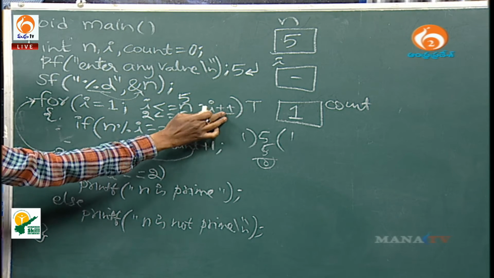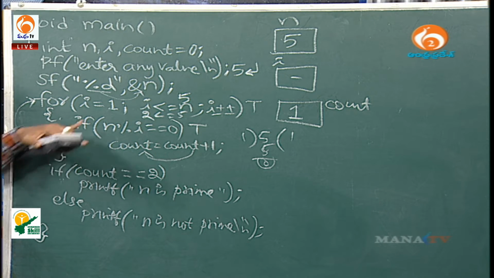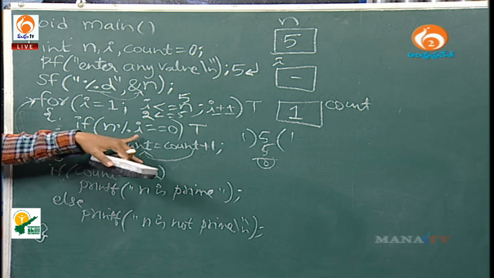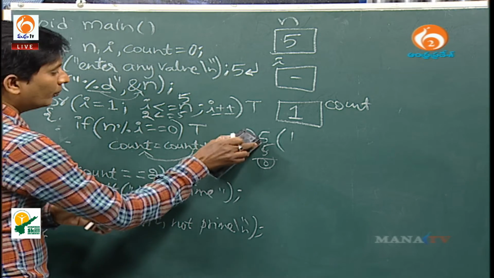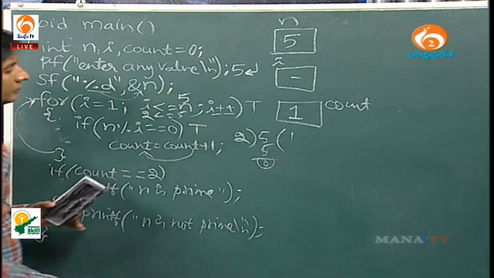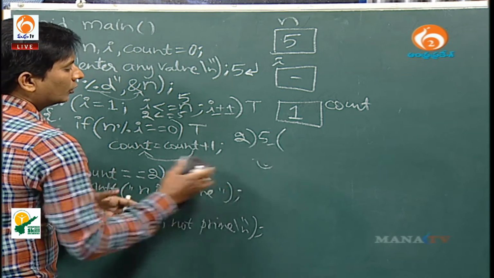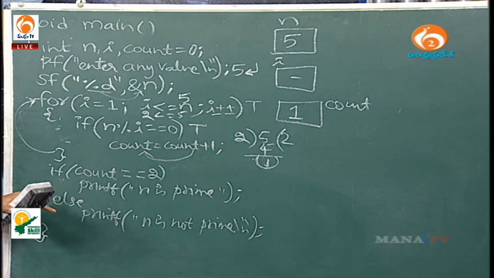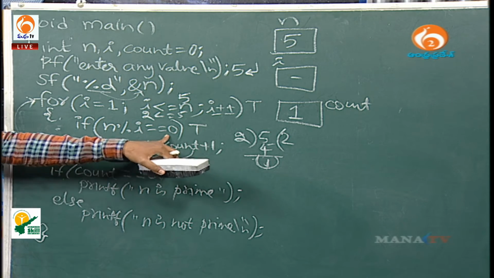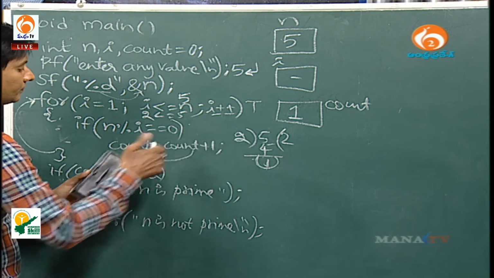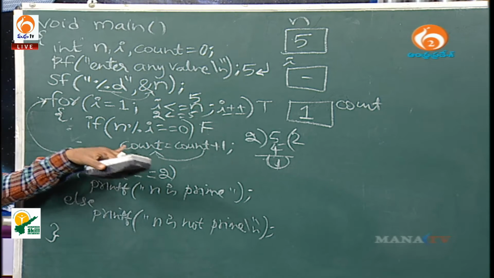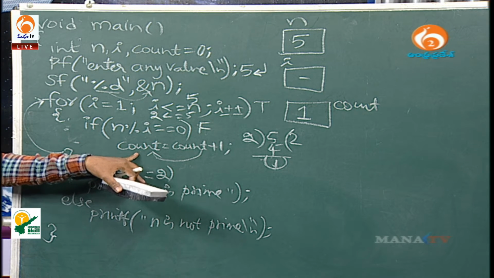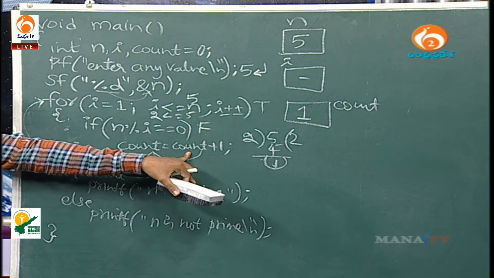This i plus plus is not incremented immediately. Once it is done, the control enters the body of the for loop. If n % i, here means 2, so 2 2s are 4, the remainder is 1. 1 double equal to 0 is false here. So the body of the if condition is not executed. Count equal to count plus 1 is not executed.